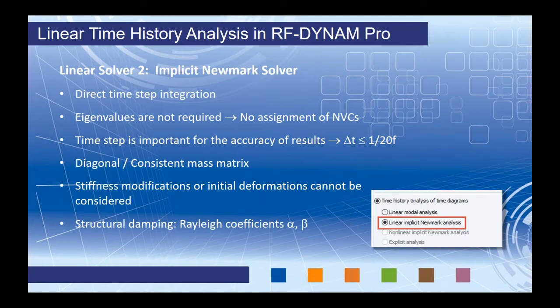We can also consider structural damping though. However, this is in reference to the Rayleigh coefficients with alpha and beta. So we need to somehow convert Lehr's damping into the Rayleigh coefficients, which we'll be taking a look at today with our example.